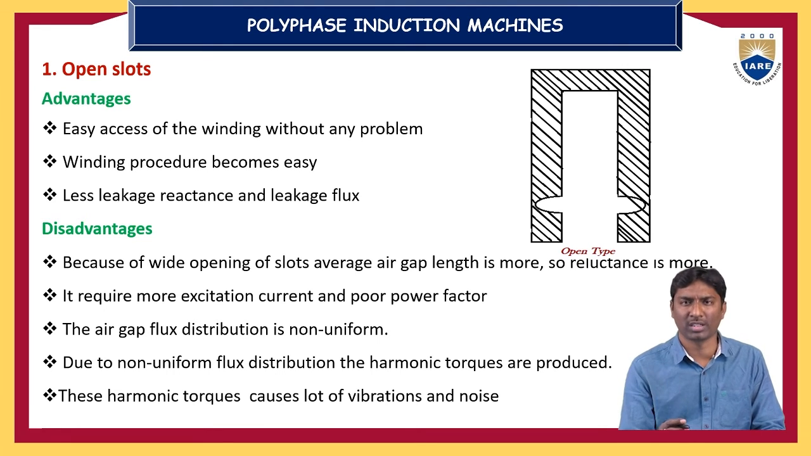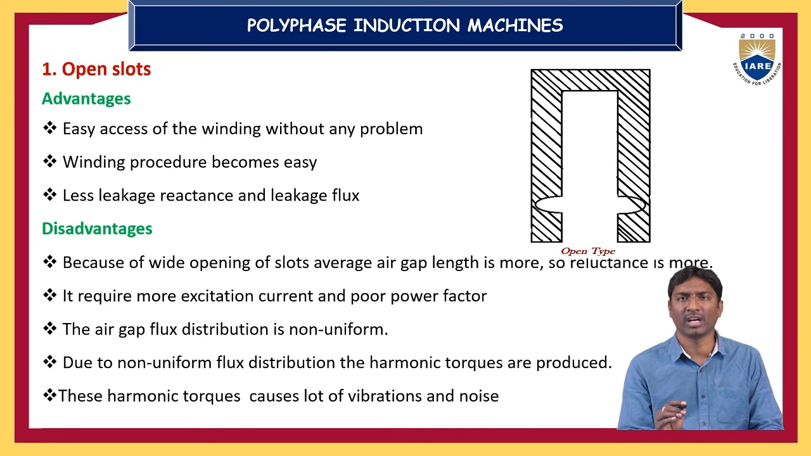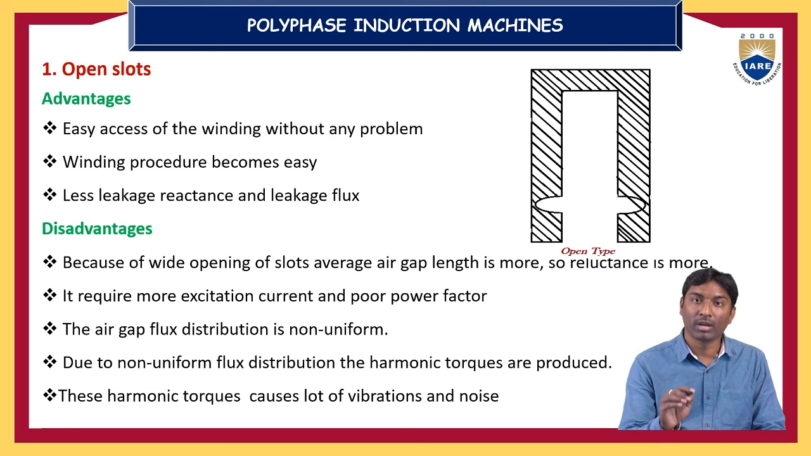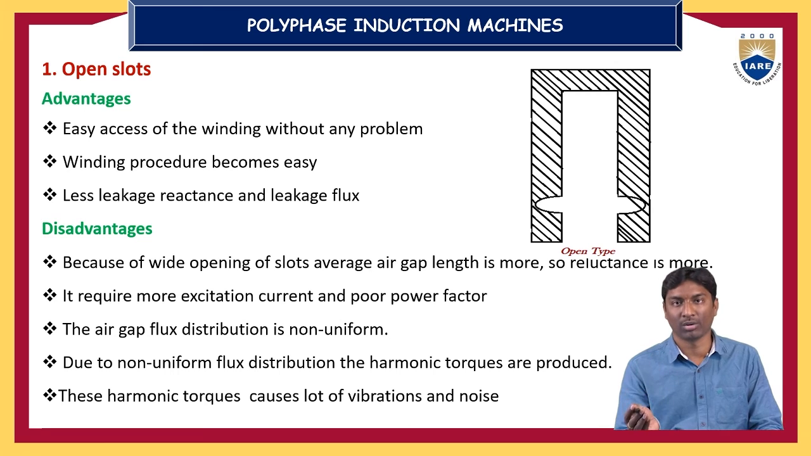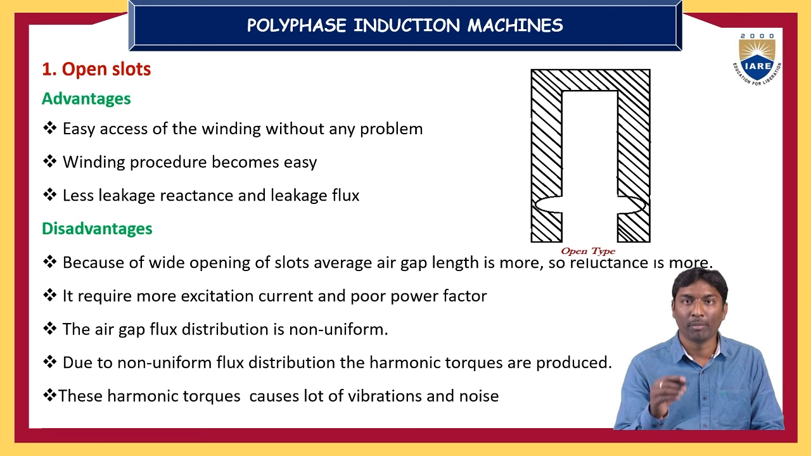The useful flux is produced in the stator, and that useful flux is linked with both the stator and the rotor. But the leakage flux is linked with either the stator or the rotor, but not both. The useful flux is linked with the stator as well as the rotor. That is a disadvantage in the case of open slots.